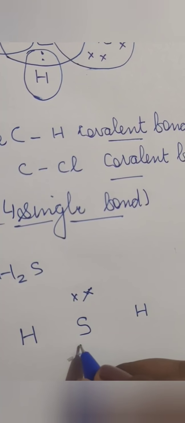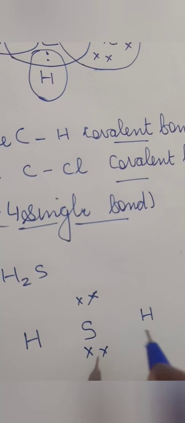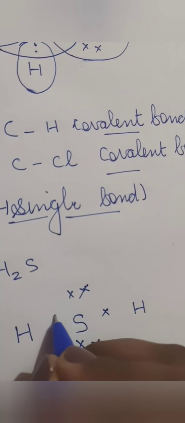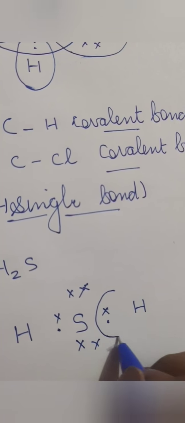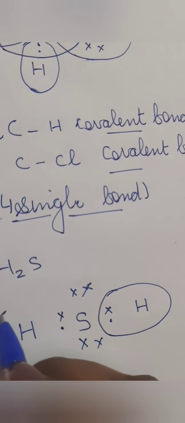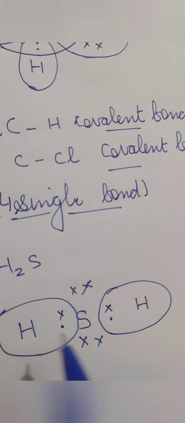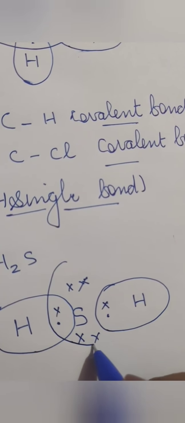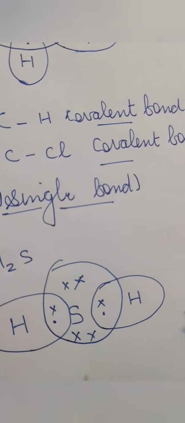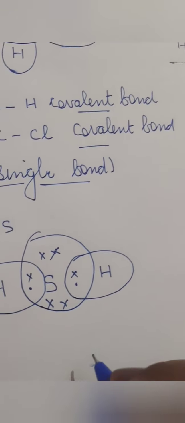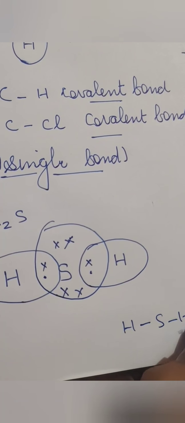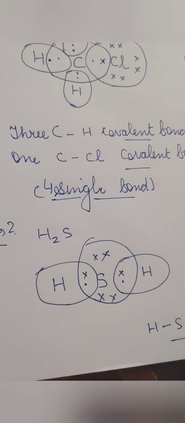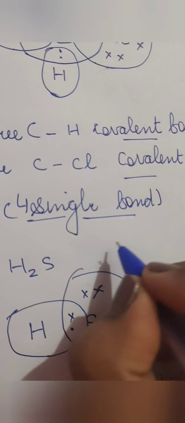So here it is, and 1 with the hydrogen. Hydrogen has 1 electron each. So it will be like this. Hydrogen will share 1 electron with sulfur, and sulfur will share 2 electrons with the hydrogen. Okay, so it becomes hydrogen sulfide like this. So this is hydrogen sulfide. I'll write the name here.